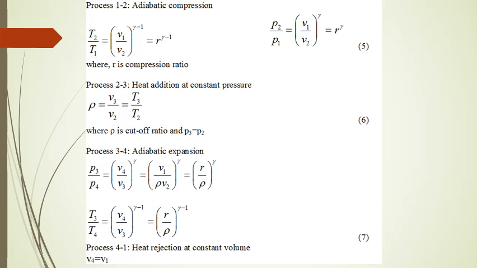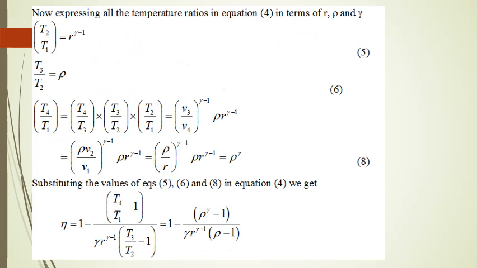Heat rejection is taking place at constant volume, so V4 is equal to V1. Now we express all the temperature ratios in equation 4 in terms of R, rho and gamma. So T2 upon T1 is equal to R raised to power gamma minus 1 as we have expressed earlier. T3 upon T2 is equal to rho that we have also expressed earlier. Now T4 upon T1 can be written as T4 upon T3 into T3 upon T2 into T2 upon T1. So that becomes equal to rho raised to power gamma as shown in equation 8. So you can work out this.